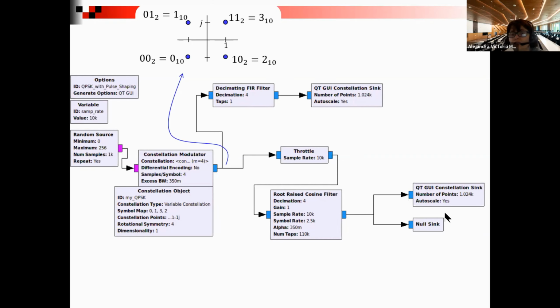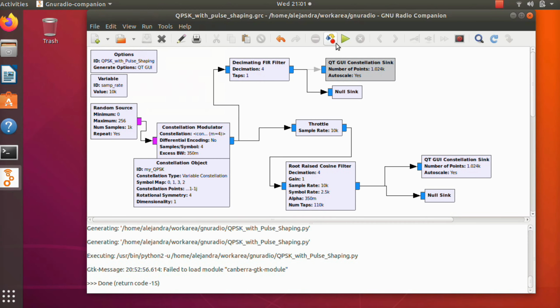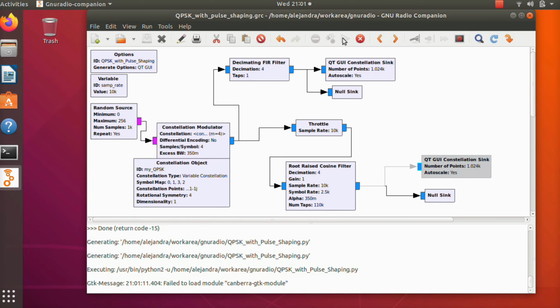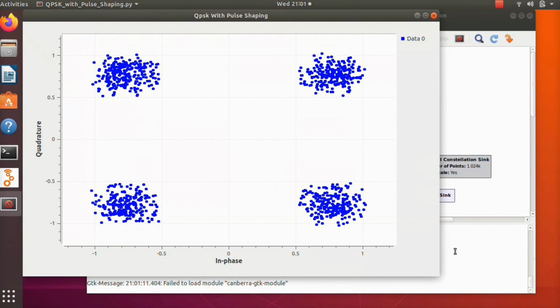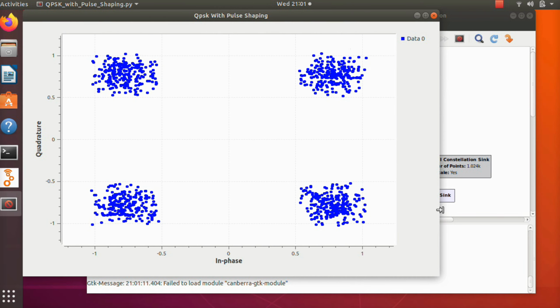And then in each case, we're going to look at the constellation sink. We'll first plug in the graph without the second root raised cosine filter and unplug the graph that comes after the second root raised cosine filter. Then we must compile to create the Python script, the Python code, and run it. We see that the error in sampling causes intersymbol interference, just as we expected.